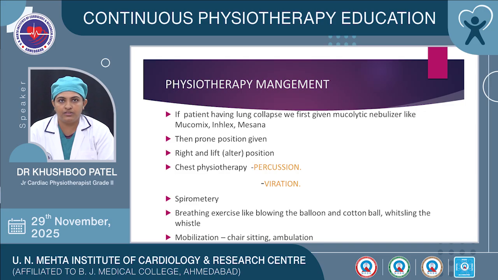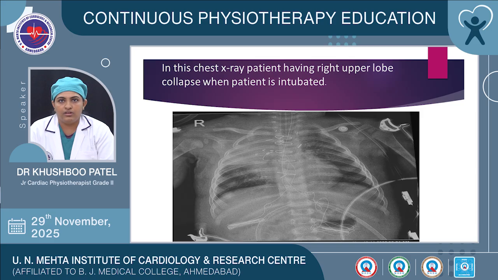Its physiotherapy management. If a patient has a lung collapse, we first give a mucolytic nebulizer like Mucomix, Inhalex and Mesna. The prone position is also given. Right and left side positions are also given. Chest physiotherapy, percussion and vibration, spirometry, breathing exercises like blowing the balloon and cotton ball, whistling the whistle, mobilization, chair sitting and ambulation.